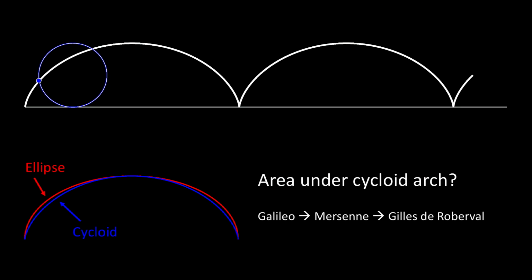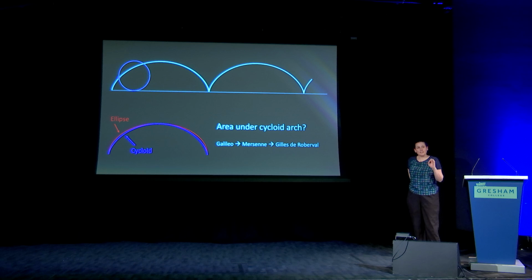Galileo tried it by experiment. And he told Mersenne about this. So Mersenne hears about cycloids from Galileo. And Mersenne is a very important figure in Europe at the time in terms of mathematics, because he's sometimes called the post box of Europe.